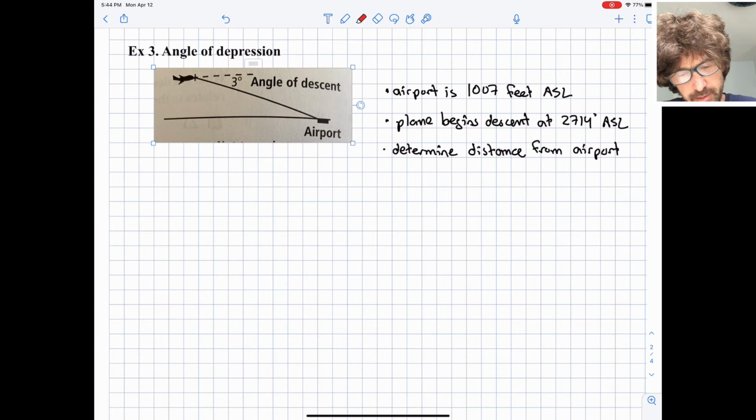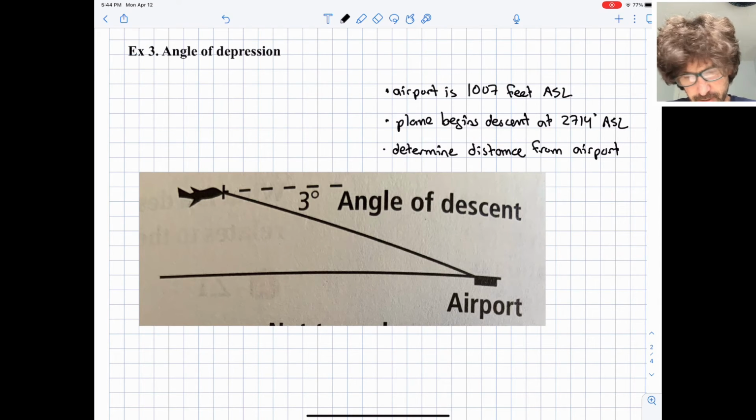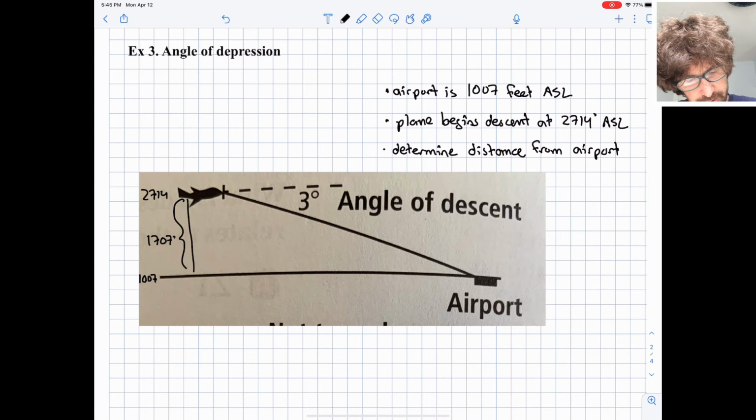So what that means, let me make a little bit larger picture here. If this is 2714 right here, nope, the plane's at 2714. So we're at 2714 here, and we're at 1,007 here. What really matters is the difference. So the plane is 1,707 feet above the ground. Okay, so let's fill in that triangle right there.